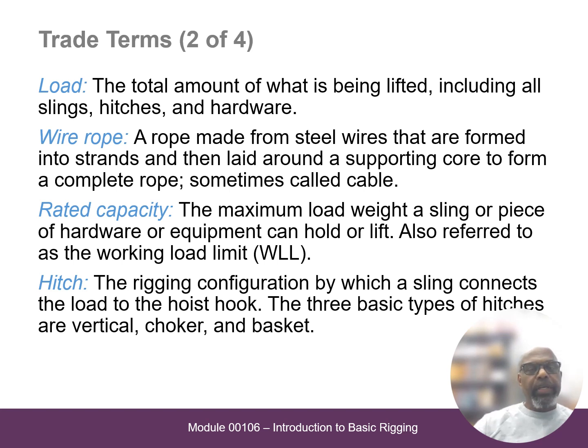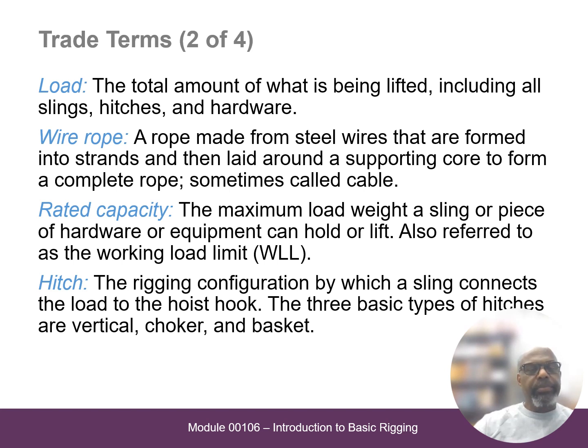Wire rope is basically a stranded type of wire that has been joined together to make it very strong. So many small wires woven together to make a very strong cable. So we call it wire rope. Rated capacity is basically the maximum load weight a sling or a piece of hardware or equipment can hold or lift. In other words, we never go over its rated capacity. Never, ever go above that.